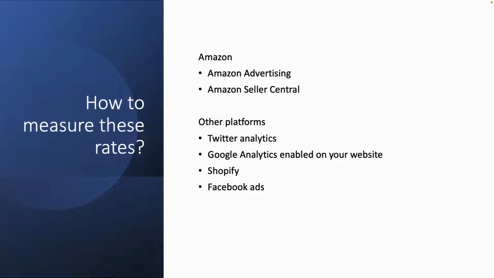Now, there are various ways to measure things like conversion rate and click-through rate. For most publishers, the best way to get this data is through Amazon advertising. Amazon advertising will give you very detailed click-through rates right off the bat, and conversion rate you can calculate on your own. If you have an Amazon Seller Central account, that's another way to get this data, although for conversion rate, they use a different term: session percentage. And also if you're using other platforms like Twitter Analytics, Google Analytics, Shopify, or Facebook ads, they provide this information to you as well.